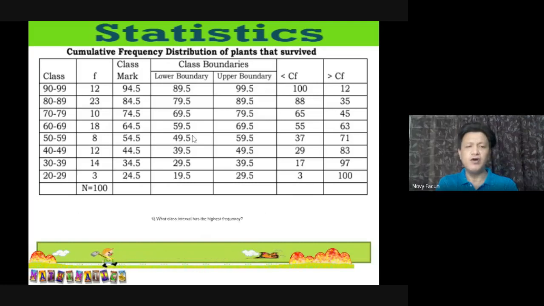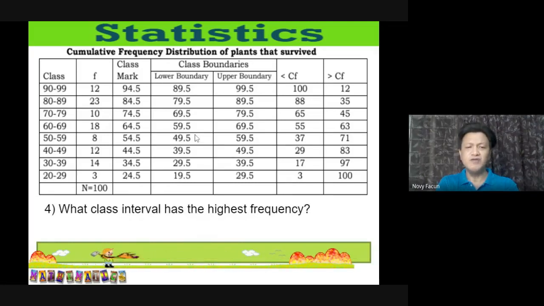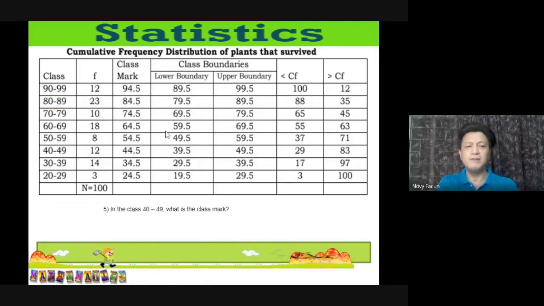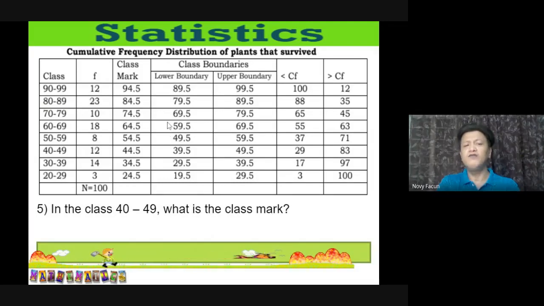Next, number four, what class interval has the highest frequency? Kung ito yung frequency natin, ito yung highest 23, anong class interval yan? That is 80 to 89. Kaya yan yung answer natin. Next, number 5. In the class 40 to 49, what is the class mark? Kung titignan natin yung 40 to 49, ano yung class mark natin? Ito yun, katapat niya. Ibig sabihin, that is the middle number, 44.5. Yan na yung sagot natin.